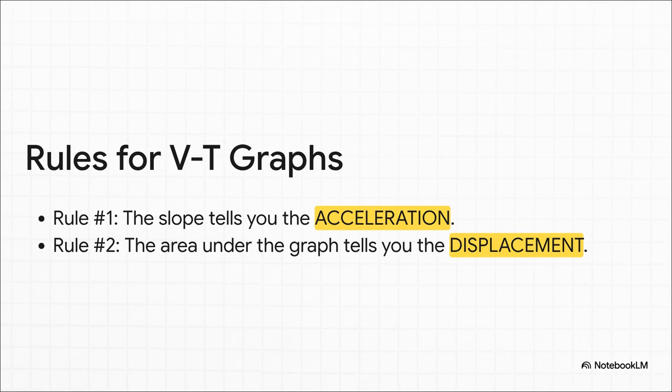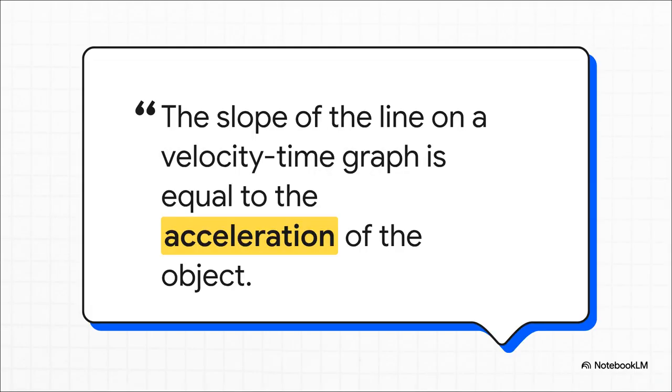Seriously, it holds two incredibly powerful secrets. Rule number 1, the slope of this line tells you the acceleration. And rule number 2, the area underneath the line tells you the displacement, how far the object actually went. Let's break that first rule down.